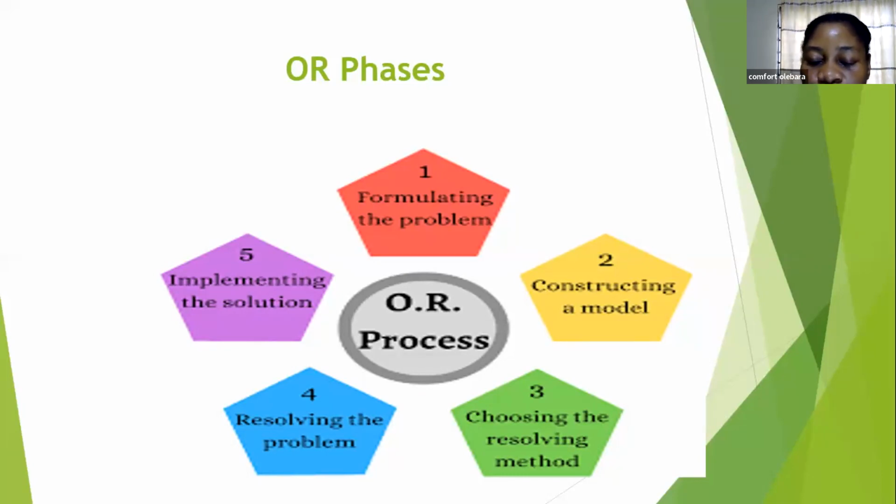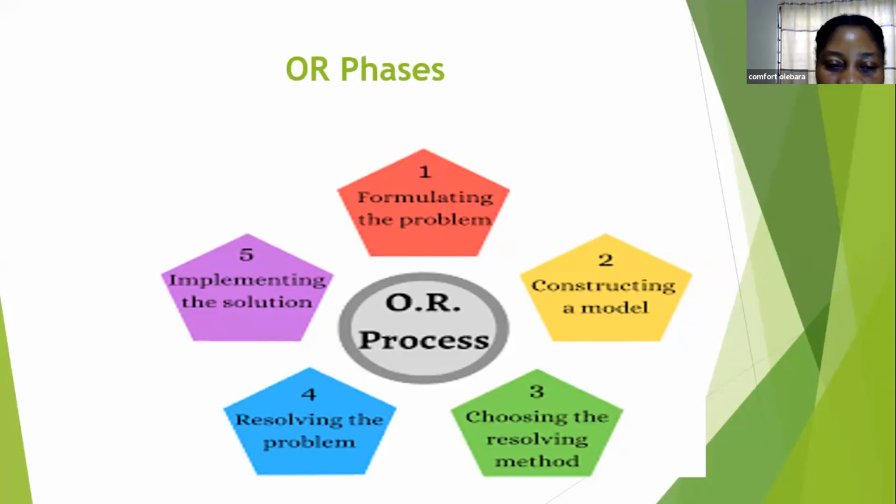Okay, and the relationship between the variables also determines the choice of method. So after choosing a particular method, the fourth phase is brought up, which is applying that chosen method to resolve the problem. Now, after resolving this problem, of course, it has to be implemented into the real system. So this implementation is what we call optimization of the organization's goal.